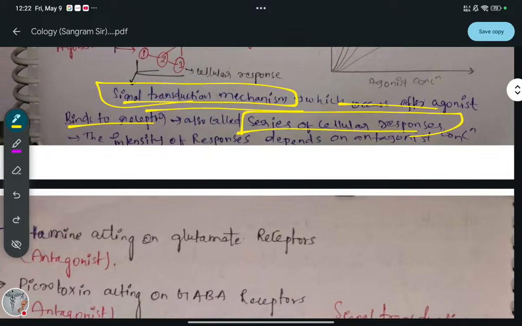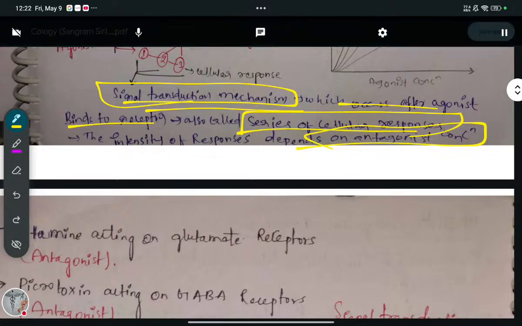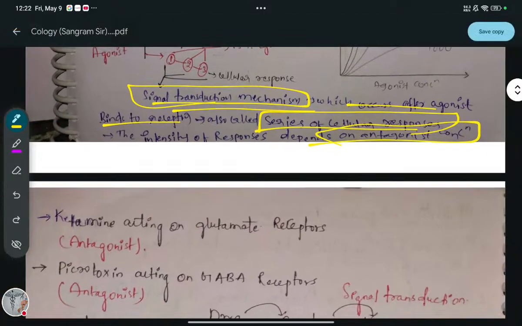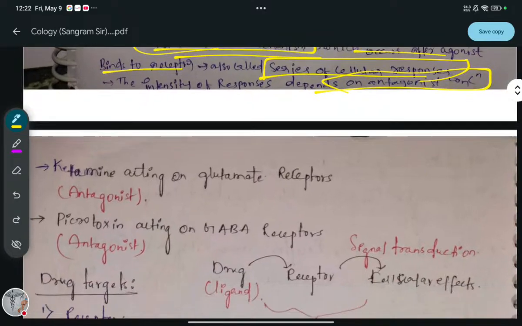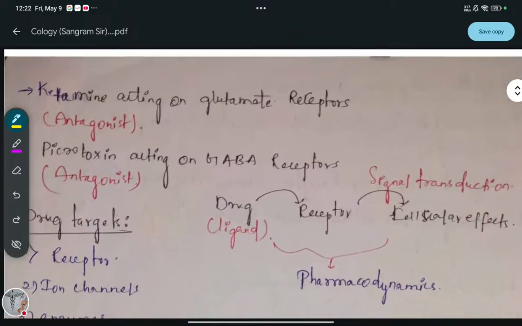The intensity of response depends on the antagonist concentration. If the antagonist concentration is more, the series of response will be less. If the antagonist concentration is less, the series of response will be more.